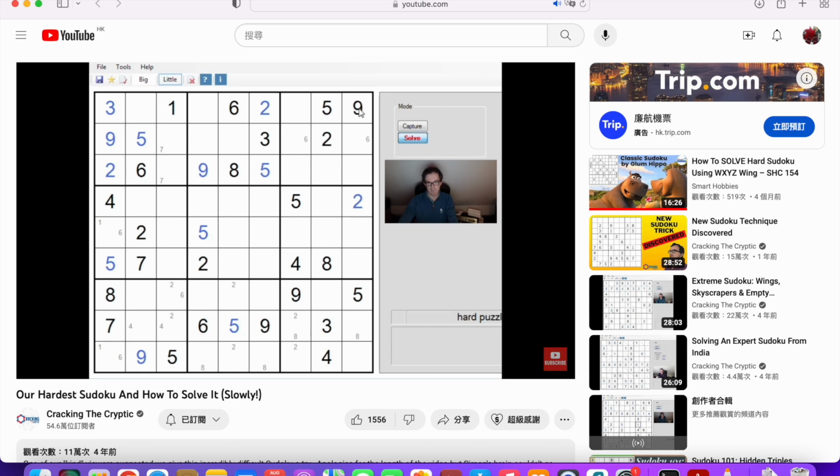So you can see we need 1, 6, 7, and 9. So this, we'll label 1 and 7. Nothing, nothing, nothing. So this is the only really restricted pair.